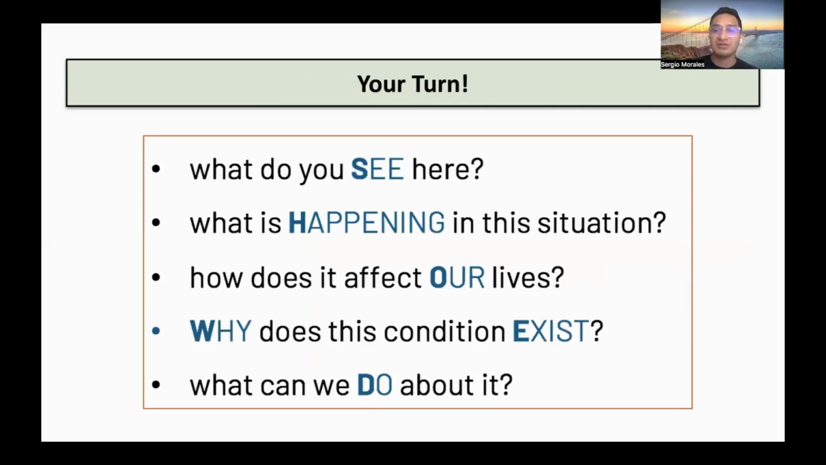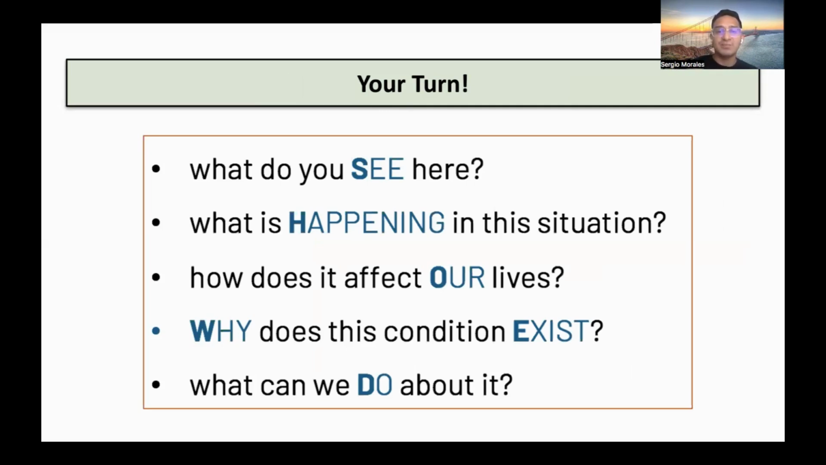So now for a little bit of recap. The SHOWeD narrative has five questions. Firstly, what do you see here? Then, what is happening in this situation? How does this affect our lives? Why does this condition exist? And finally, what can we do about it?